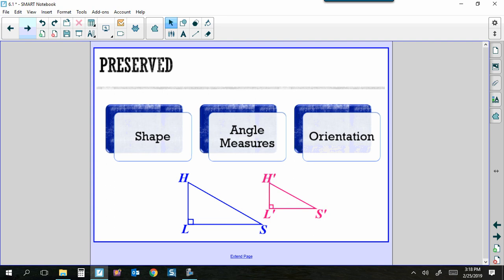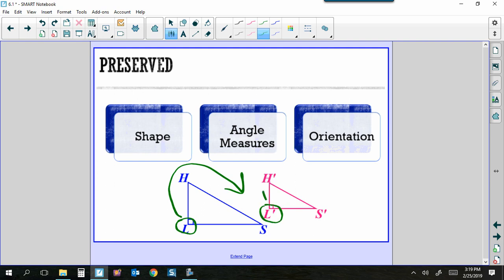All right, what's preserved? I have an example here of a dilation. You can see that the shape is still preserved. We have 2 right triangles here. The fact that they are 2 right triangles, we know that our angle measures are preserved. So the right angles are easy to see, but know that angle H and H prime are the same still, and S and S prime are still the same. The other thing is orientation. Remember, orientation is when you start on a letter and you go around clockwise or counterclockwise. For both of them, you do the same thing. You can see we're saying the same thing both times.